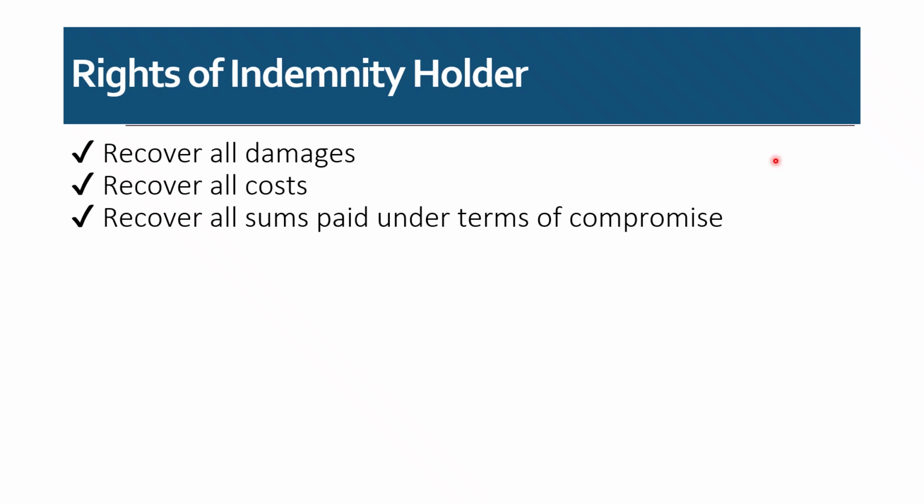Section 125 explains the rights of the indemnity holders, and that is the person protected from the loss. So if B is indemnified by A, here B gets the following rights. First is recover all damages. The first right is to recover from all damages. So any damages B is legally forced to pay can be recovered from A, indemnifier. Next is right to recover all the costs.